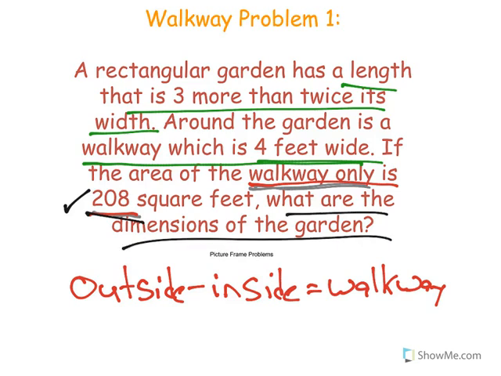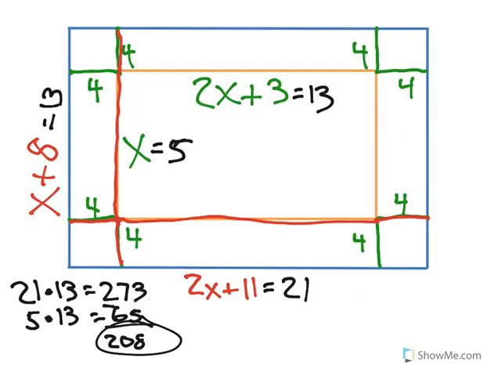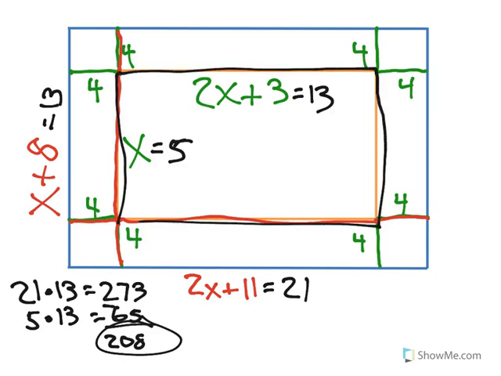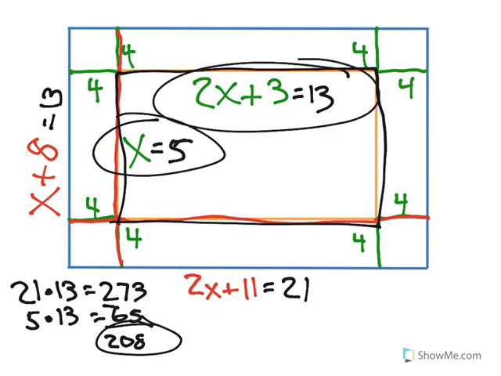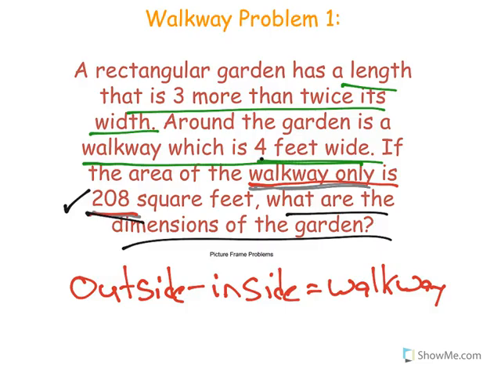What are the dimensions of the garden? Well, we haven't answered that question. Well, these are the dimensions. This is the garden, right? Outside it, that's just a walkway around our garden. So this is my garden. So these are the dimensions of my garden. The units that we're given are feet. So we would say the dimensions are 5 feet by 13 feet.